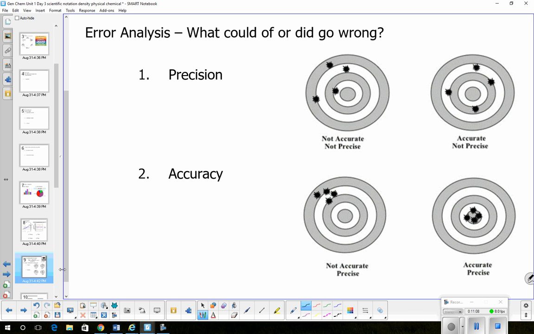I'm jumping, okay? If I'm precise but not accurate, like this, when I'm shooting a gun or my bow and arrows, what does that tell me? If I hit the same spot, but it's not where I'm aiming, what does that tell me? I'm consistent. My sights are probably off. I need to fix my sights. I need to re-set my sights. Okay, so let's go on to the next one.